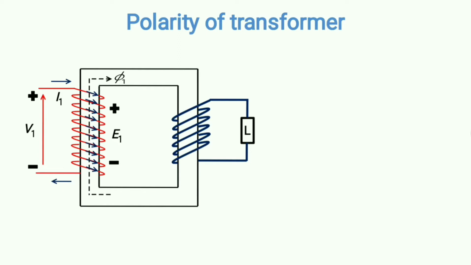So that mutually induced EMF will try to make the current flow in such a way that the current can oppose this flux by generating another flux. See here, the mutually induced EMF is E2 and this is the polarity, and this E2 will drive a current I2 in this fashion. The current is flowing in this fashion through the winding, and by using the thumb rule you can see the flux direction is opposite. This phi2 is opposite to phi1, and this phi2 will try to oppose this phi1.